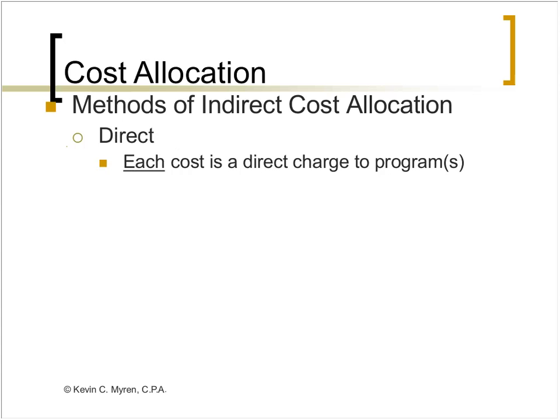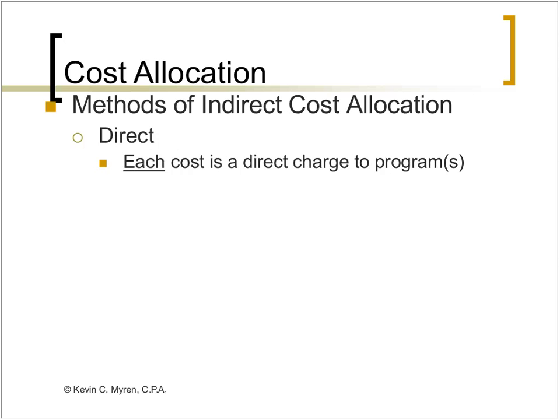An alternative to cost allocation is certain methods. There are three major methods of indirect cost allocation. The first, and not all that often used anymore, is the direct allocation method. Under direct allocation, each cost is a direct charge to a program. So there are no such things as indirect costs.